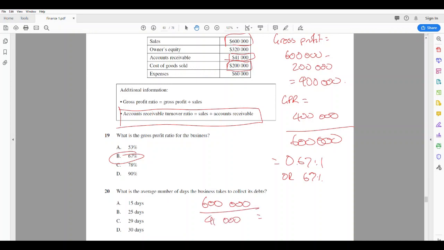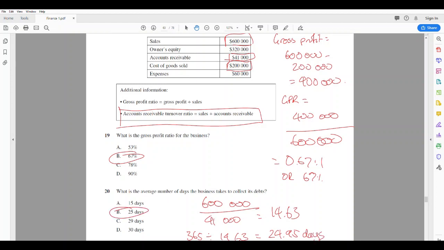41,000 equals 14.63. Now we've got to use that number to divide 365, which should be 24.95 days.